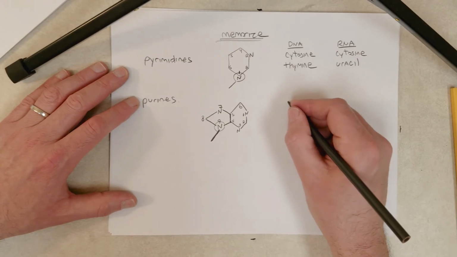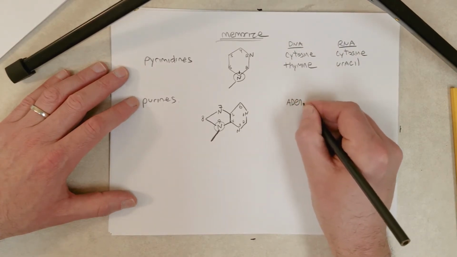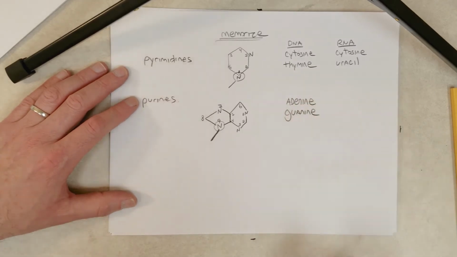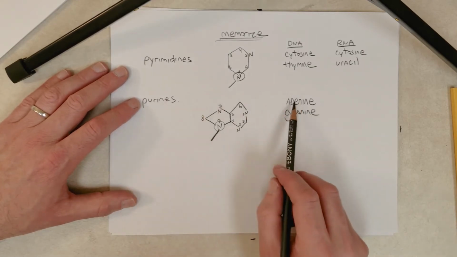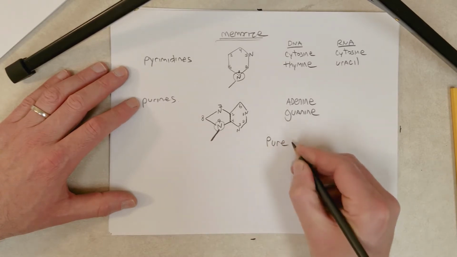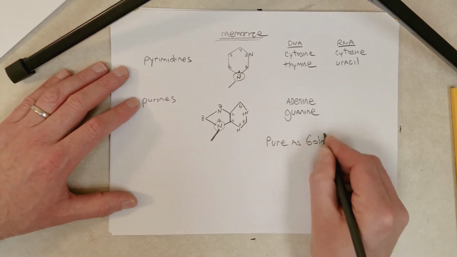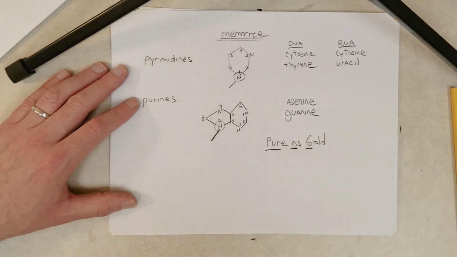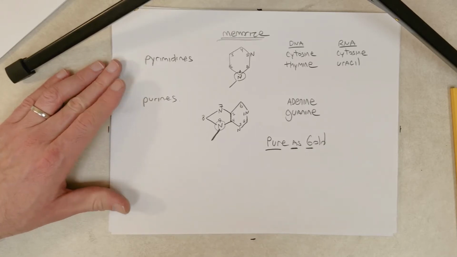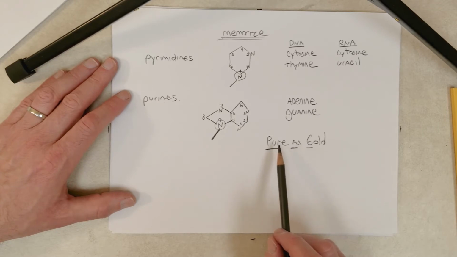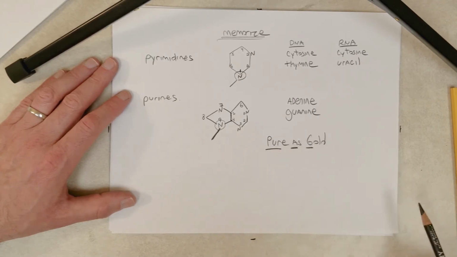Now the 2 purines in DNA and RNA are either adenine or guanine. And a good way to remember that these are the purines is this memory key, pure as gold, so pure for purine, A for adenine, G for guanine. So as long as you remember pure as gold, you will remember the purines are adenine and guanine.